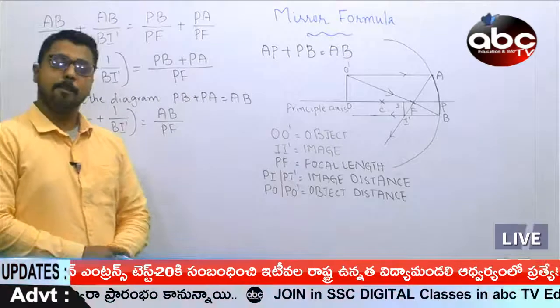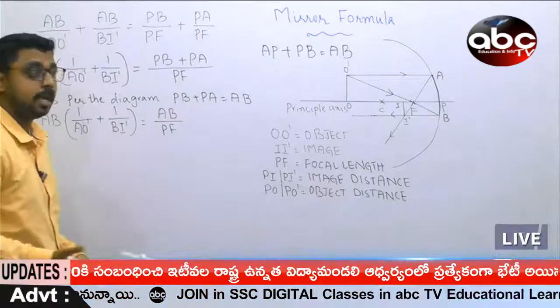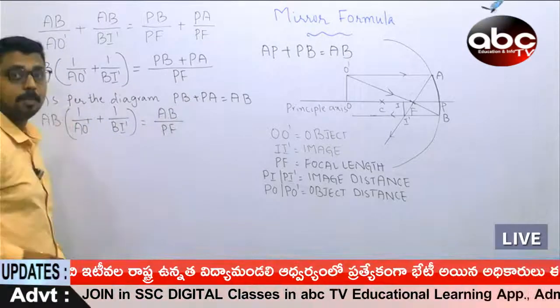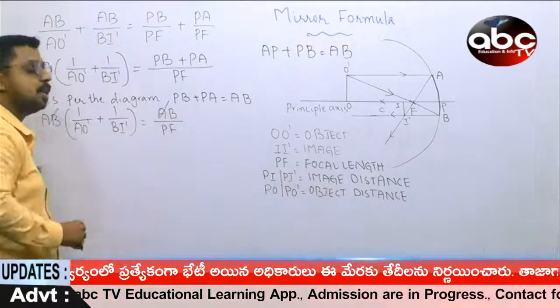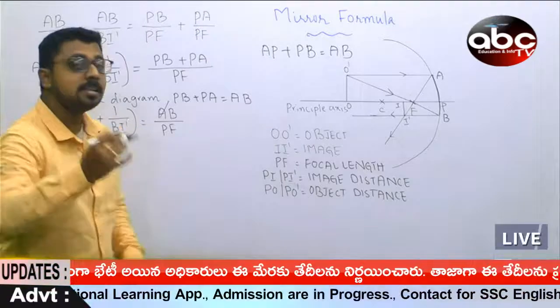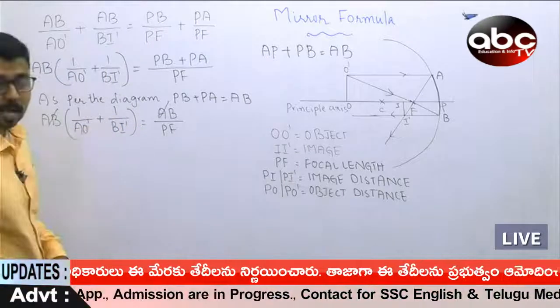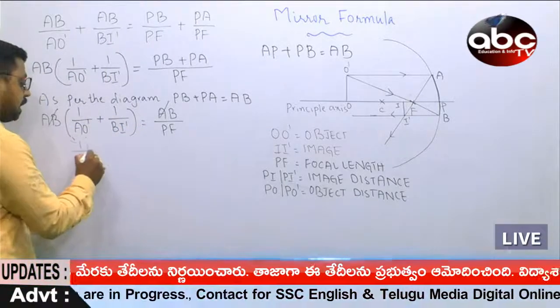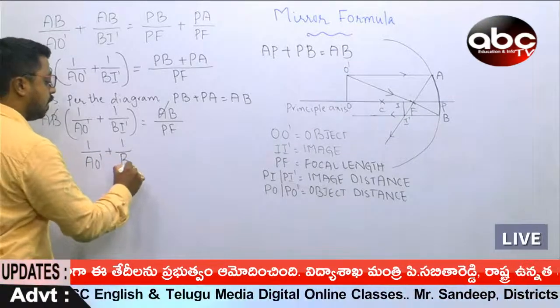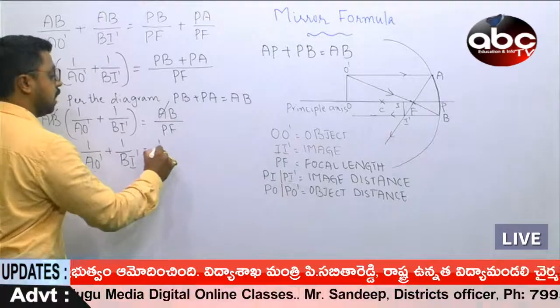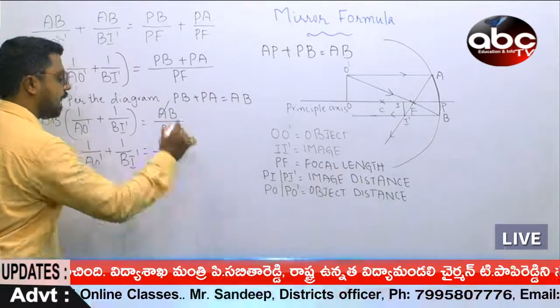AB by PF. As usual, here AB is there, and here AB is there. If we have the same terms, we take them into cancellation. Then what I am going to get is 1 by AO dash plus 1 by BI dash is equal to 1 by PF.